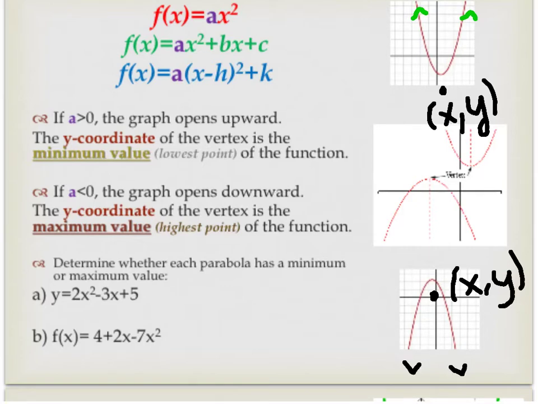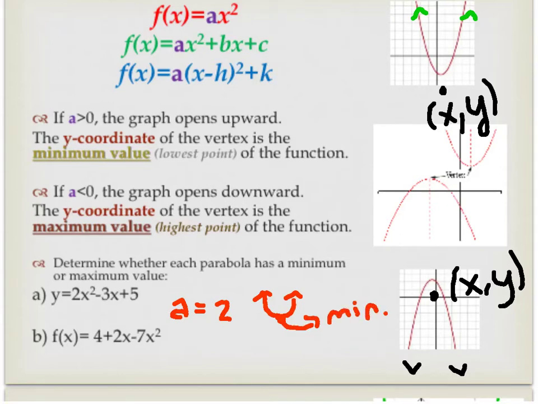So looking at these two examples, 2x squared minus 3x plus 5 equals y. Am I going to have a minimum or maximum value? Well, remember, it's all according to a. Well, in this one, a equals positive 2. Therefore, I'm going to open up, and I'm going to have a minimum value here. Okay, I'm going to have a minimum.